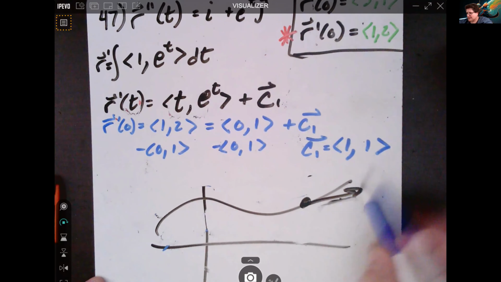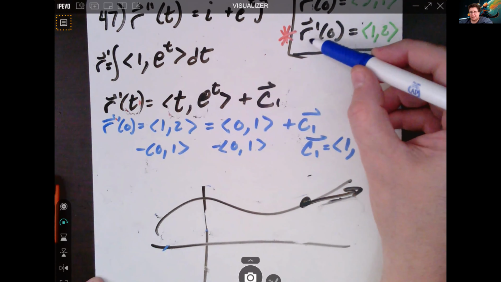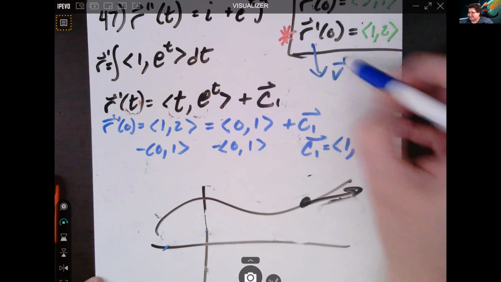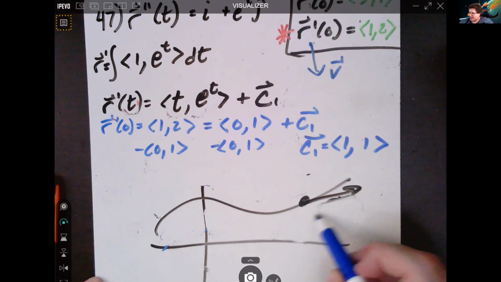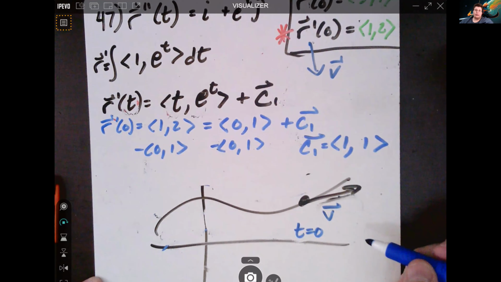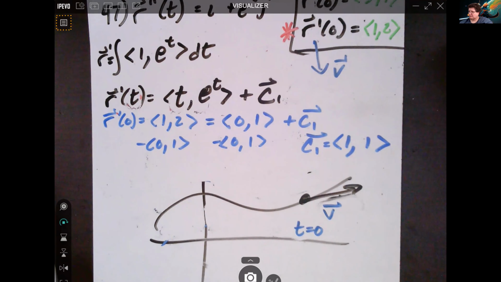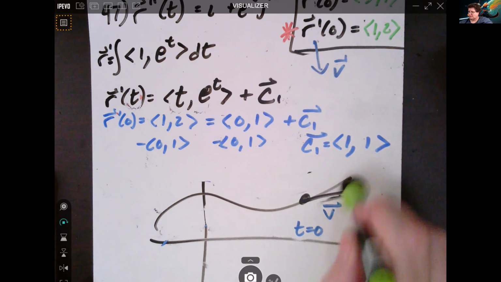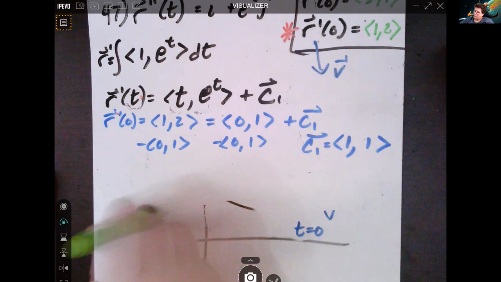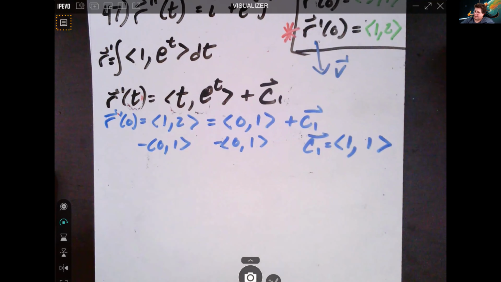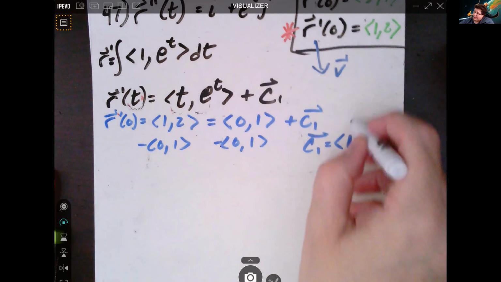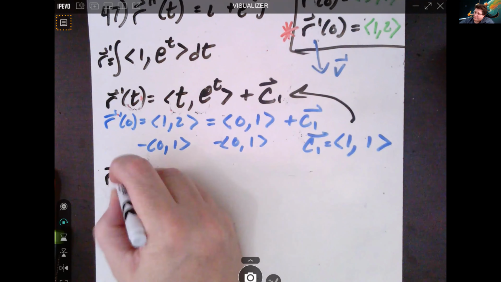But this is still R prime, a vector. The R prime is the velocity vector. That hasn't changed. So this is the velocity vector at t equals 0. Does that make sense? That answers conceptually what's going on. Okay, so we've got our C1. What we would do at this point is go back, plug it in, and rewrite R prime with that information.